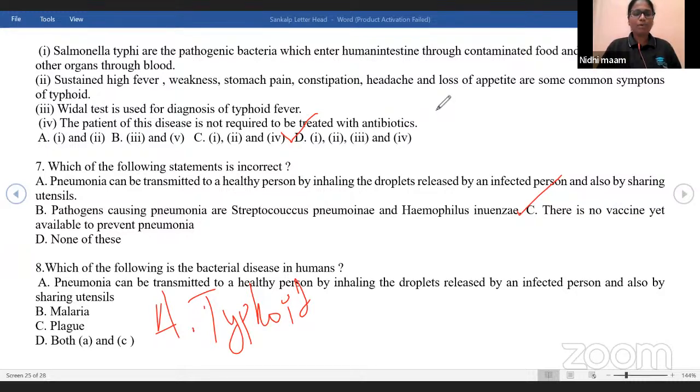So here, both A and C, typhoid and plague are the bacterial diseases caused in humans, right?